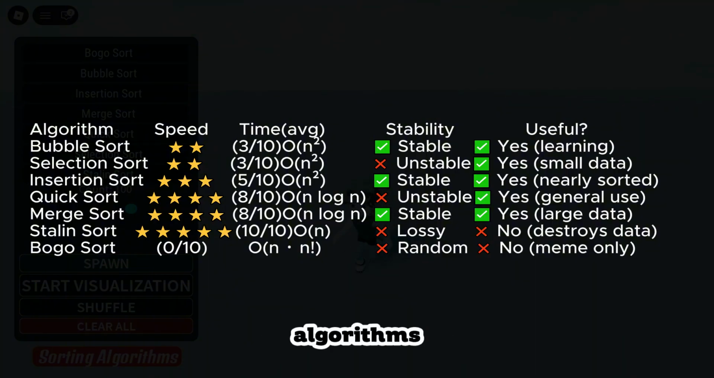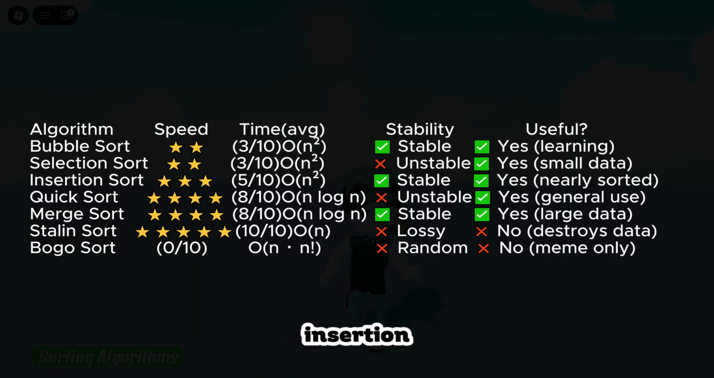So, 7 algorithms, from the textbook classic to certified disaster. Quicksort and merge sort are worth practicing. Insertion sort deserves more respect than it gets. Bubble sort and selection sort are for learning, not shipping. Stalin sort is fast but evil, and Bogo sort is a reminder that technically correct and actually useful are two very different things.